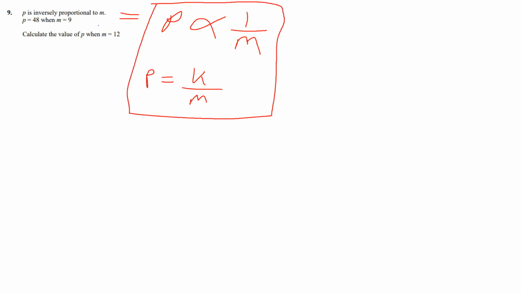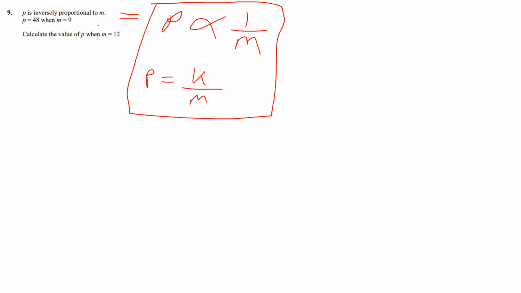So let's look at this example. P is inversely proportional to M. When P is 48, M is going to be 9. So how are we going to work out what P is when M is 12? Well, whenever we say that P is inversely proportional, what it means is that P alpha 1 over M. That's all it means. And as you could guess from the last lesson, that means then that P is equal to K over M. Write this down if you haven't done so already.